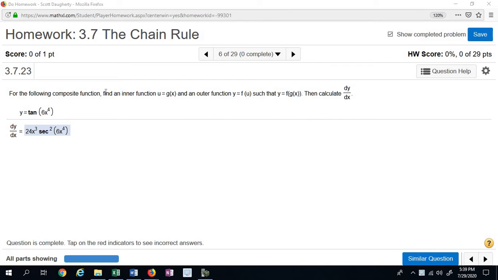Okay, so essentially what we're doing here is we're taking this function y is equal to tangent of 6x to the fourth, which by the way is a composition of two functions, and we're going to find the derivative of it with respect to x. Now, anytime you take the derivative of a composition of functions, you should use the chain rule. There are actually two forms of the chain rule. In this particular problem, they want us to use one of the forms, but I'm going to show you how to use both. Okay, so let me show you how to do this.